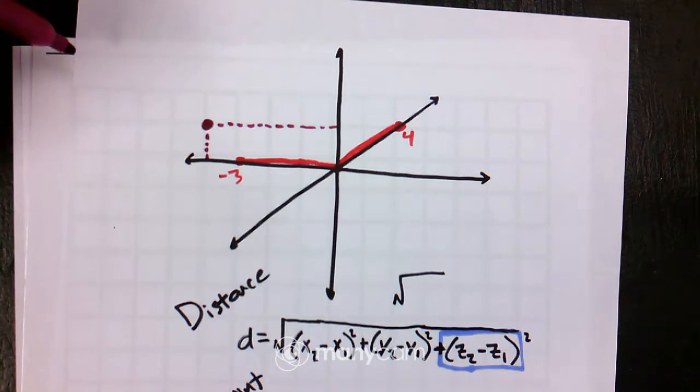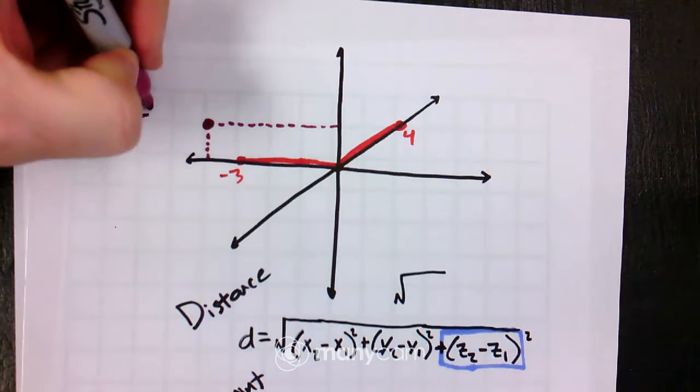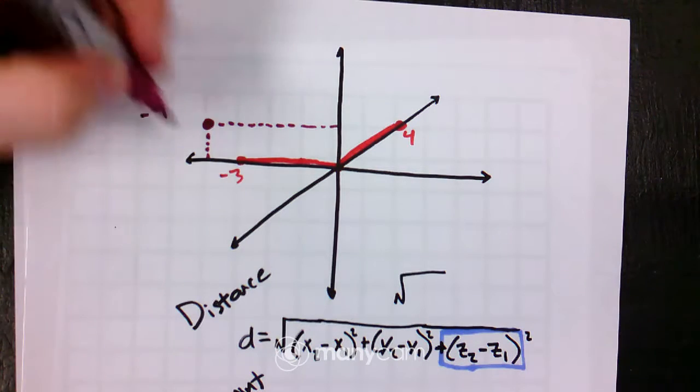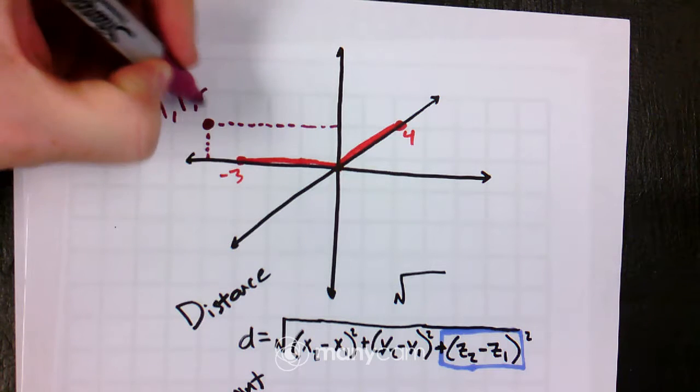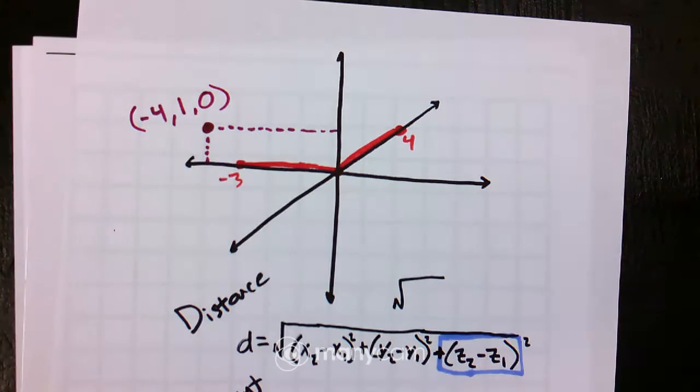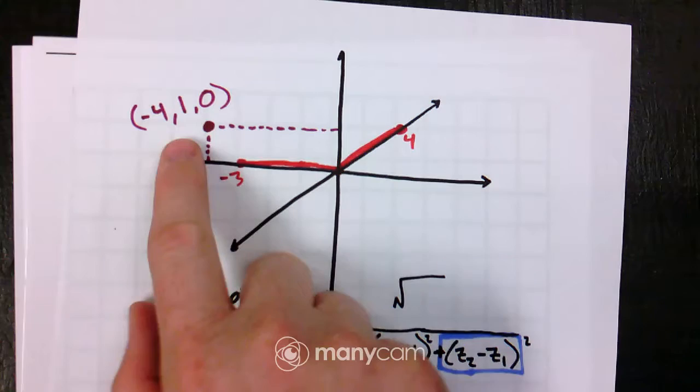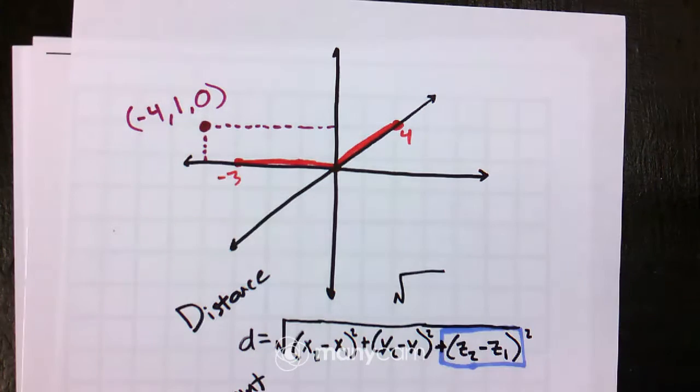Or Z equals what? 0. So this point would be -4. Does it have a Y? Yeah. What is it? 1. And then 0. Okay, that would be my point. It's always X, Y, Z. That would be the coordinate for D, for number 2.